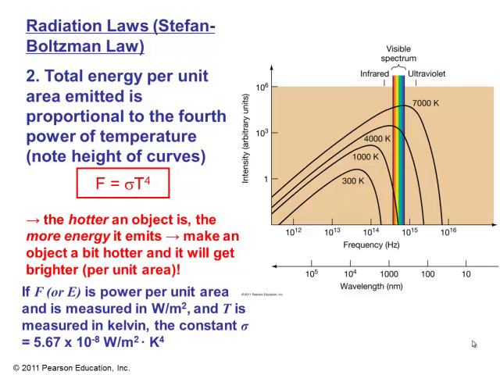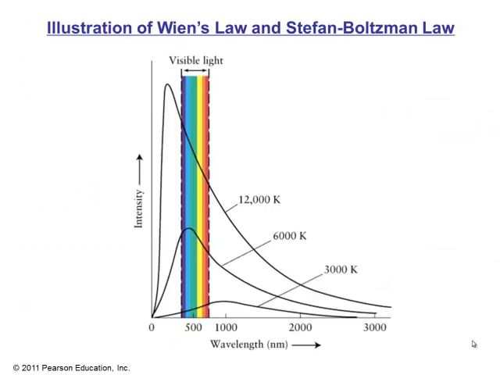Now, if you look at this right here, actually, let's move on to the next slide. Here's the illustration of Wien's law and the Stefan-Boltzmann law. So what is this actually telling us? Well, the hotter object emits more blue light. How do I know that?